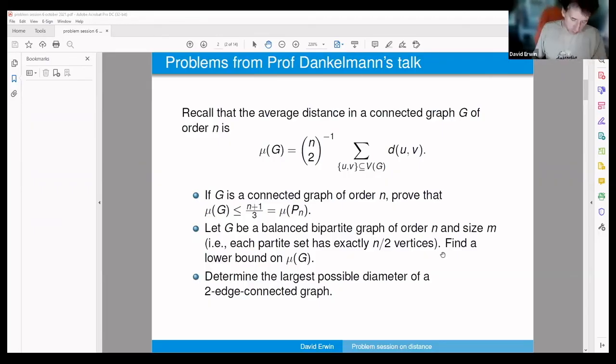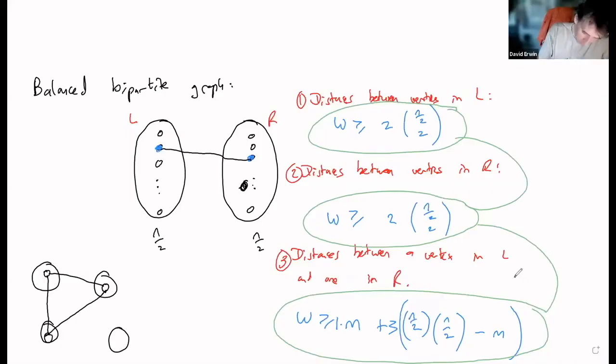Determine the largest possible diameter of a 2-edge connected graph. This is once again similar to a problem suggested by Peter and similar to some of the things he talked about in his talk. Let me pull this up on the screen here and clear all this stuff.